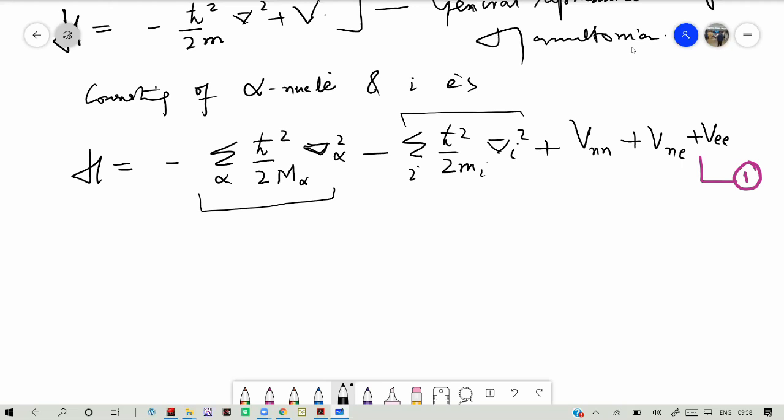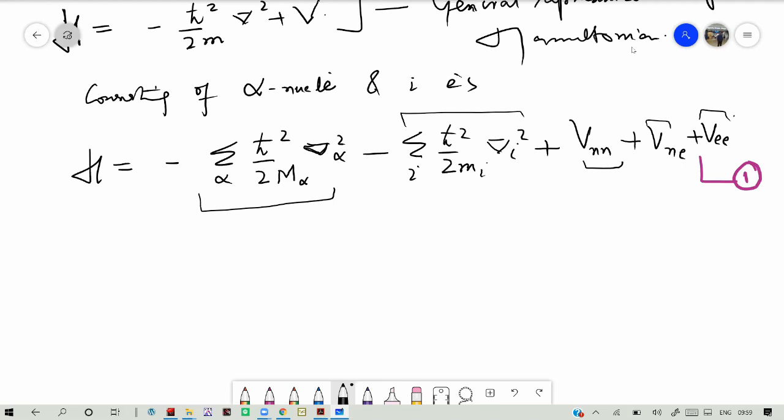And this corresponds to the potential energy function which arises from nucleus-nucleus interaction, nuclear-electron interaction, and electron-electron interaction. This is the general Hamiltonian for the whole molecule, and it is not so simple to solve. When we use this Hamiltonian in the Schrodinger equation, it will not be easy for us. So we use approximations.